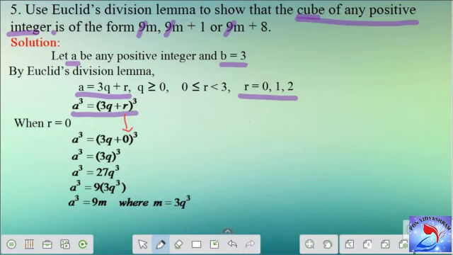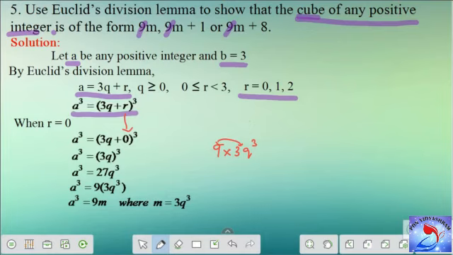Now I need to express the number in the form of a multiple of 9. If I factor out 9 from this, I will have 3 into q cube. That is, 9 into 3q cube gives me 27q cube. That is 3 into q cube into 9. This 9 into 3 gives me 27. So I can factor out 9 from the entire expression, which gives me 9 into 3q cube.